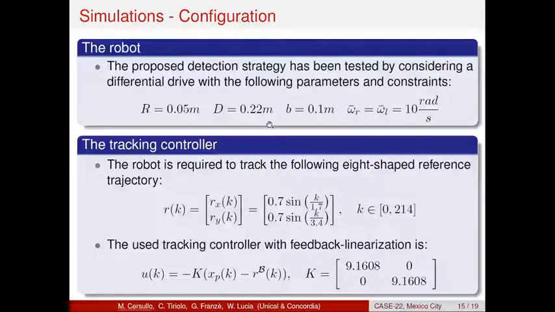Now I'm presenting our simulations. This is our configuration: the proposed detection strategy has been tested by considering a differential-drive robot with these parameters, where B is the feedback linearization parameter, and omega, the maximum angular velocity, has been set to 10 radians per second. The robot is required to track a predefined H-shape reference trajectory, and this is the tracking controller with the feedback linearization that we used.